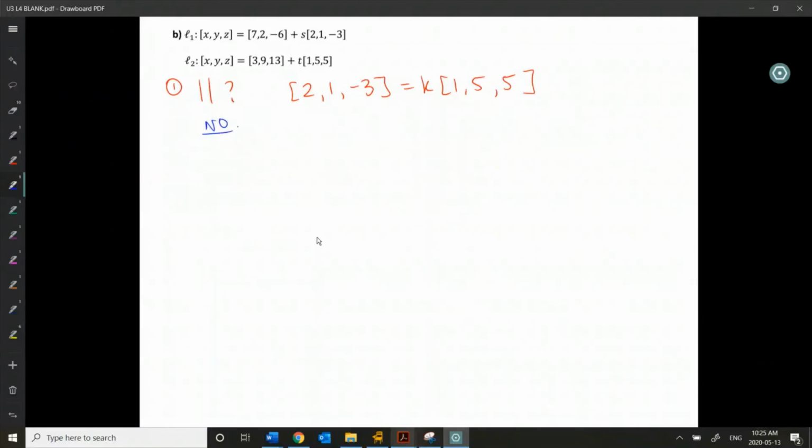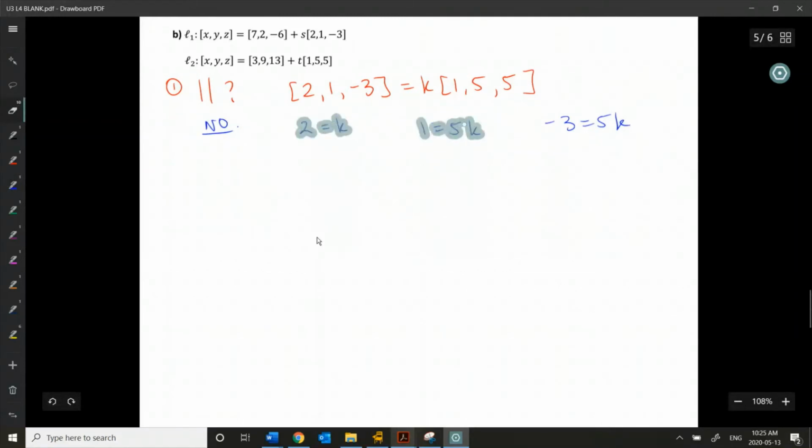If you're really not sure, you can basically just set up 3 equations. So you could set up something like this. And you can solve for the k. If you get the k the same for all of those, then they're parallel. If you don't, then they're not. But I think a lot of times we can just decide this by visually looking at it and making a decision.